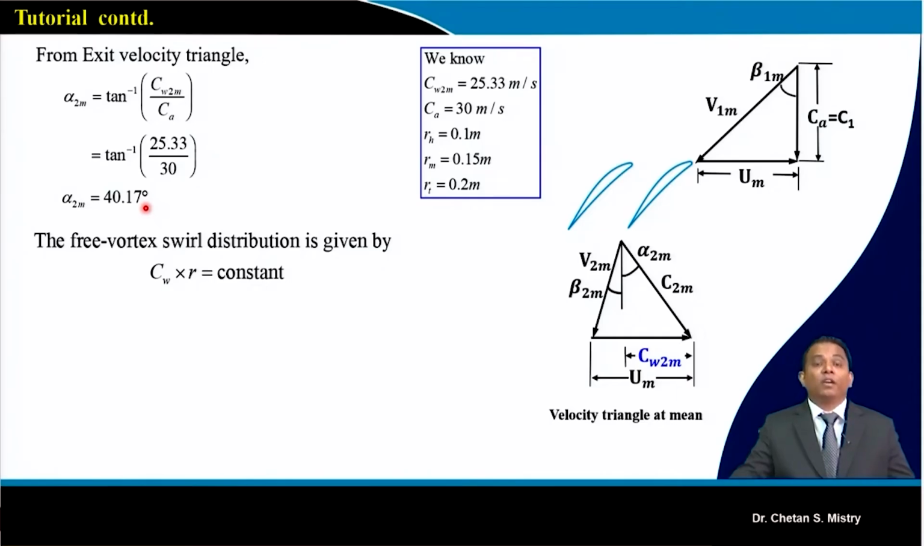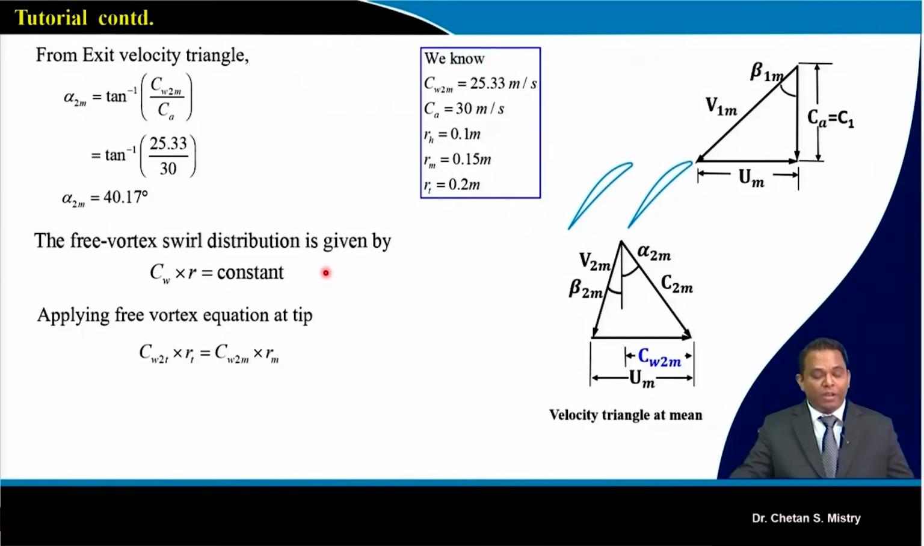Now what have we learned? For free vortex design, we consider Cw into R equal to constant. In this case, since my Cw at the mid station is known to me and my radius is known to me, we can write Cw2 at tip into R tip equal to Cw2 at the mid station into R at the mid station. So you can understand we are basically calculating the constant, and what we have assumed is that throughout my span, Cw into R remains constant.